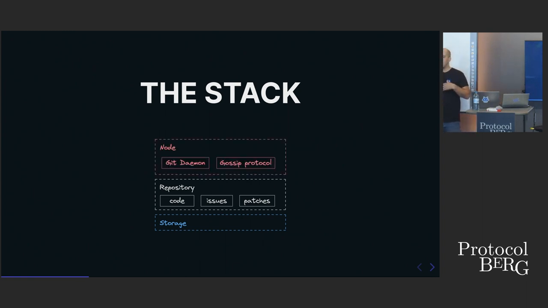So now, moving away a little bit from the file systems, we have a node. It's not a blockchain, it's not a crypto token. It's a node that runs interacting with the storage and has two interfaces. One is the gossip protocol, which we can go into more in the next slide, and a Git daemon, which we need because we are built on Git and want to interact through Git.